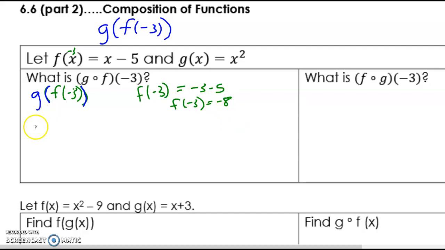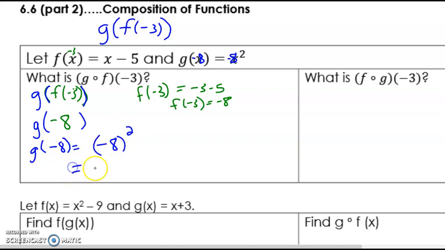So now we take that answer and we put it into our g equation. Okay, so we're plugging one equation into the other. So now it becomes g of negative 8. So if I take my g equation, which was g of x, instead of x, I'm going to put a negative 8 in there. So g of negative 8 equals negative 8 squared, okay, which is 64. So that's saying on the g function, when your x is negative 8, then your y is 64.